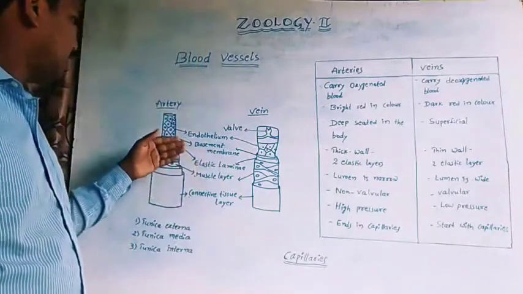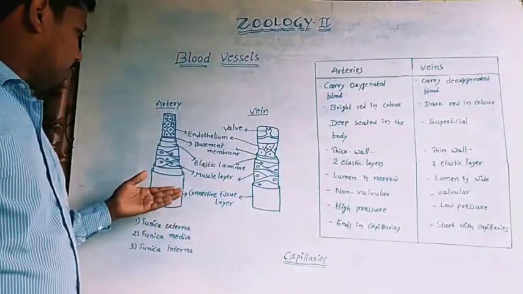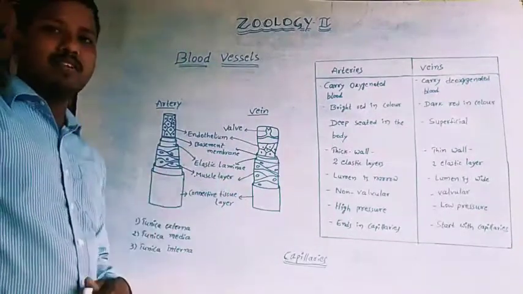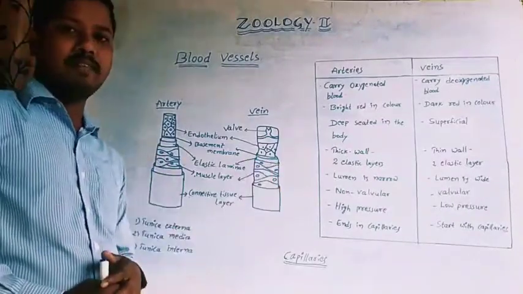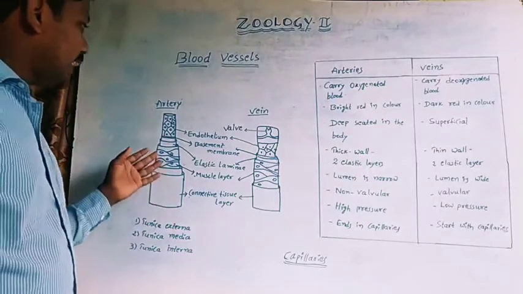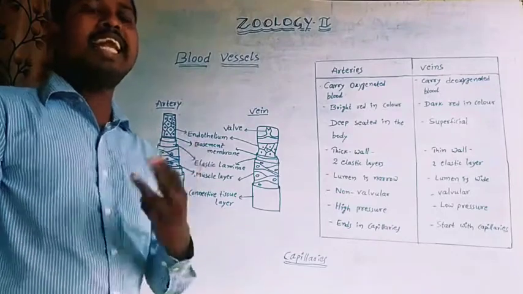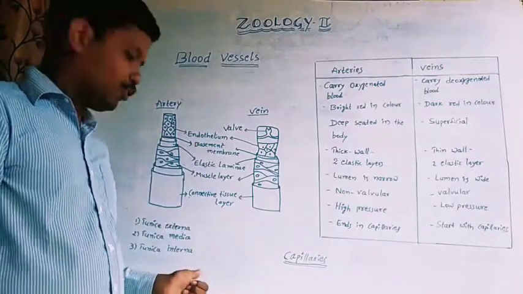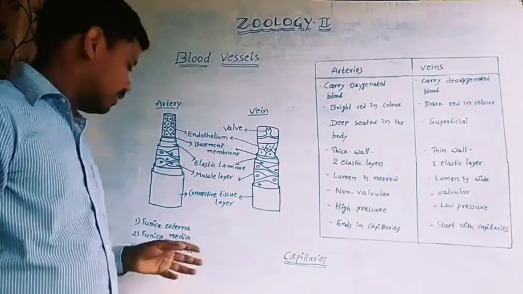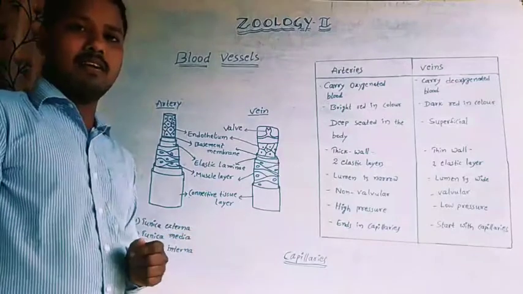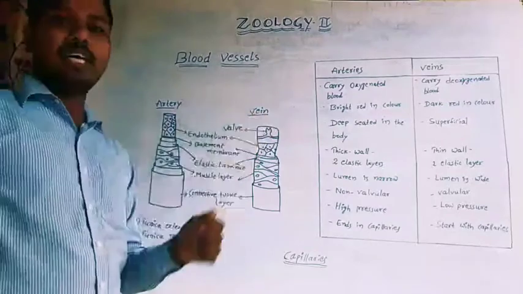So now we discuss the arteries and veins. Here we can observe these pictures. This is the artery and this is the vein. These arteries and veins are composed of three layers: tunica externa, tunica media and tunica interna. So these three layers compose arteries and veins.